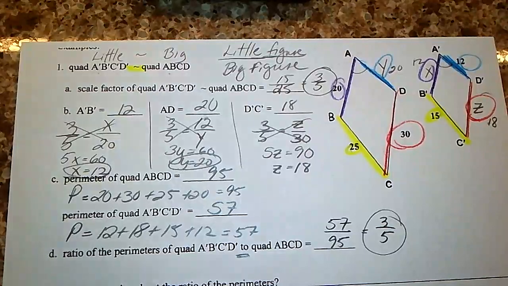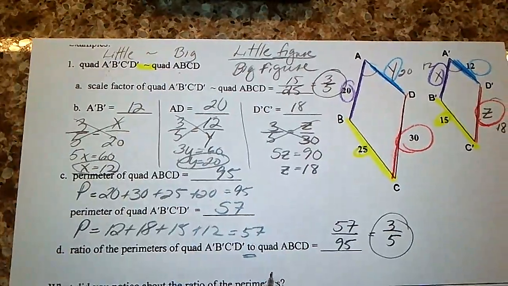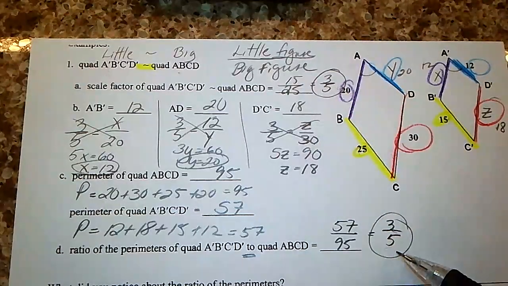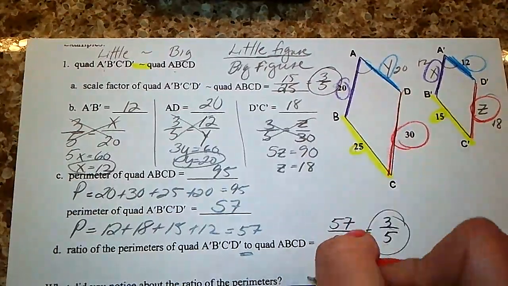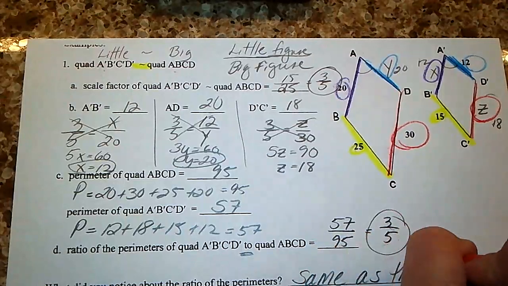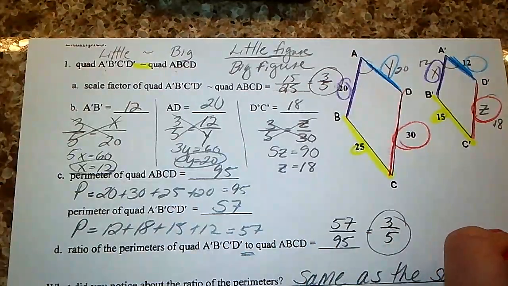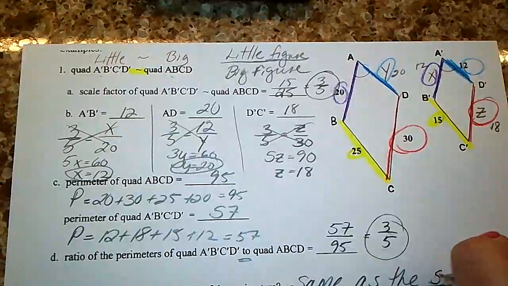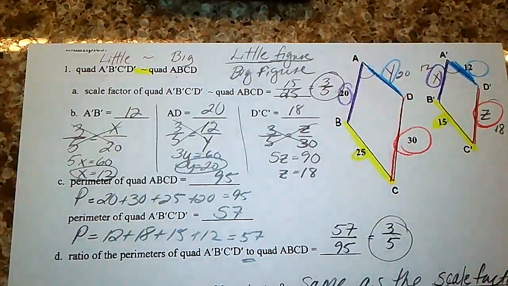Now, what do you notice? What do you notice about the ratio of the perimeters? Take a look. These two numbers are exactly the same. The ratio of the perimeters is always going to be the same as the scale factor. It's always going to be the same as the scale factor. Let's make sure we can read that word. Scale factor. Okay, so these two here will always be the same.